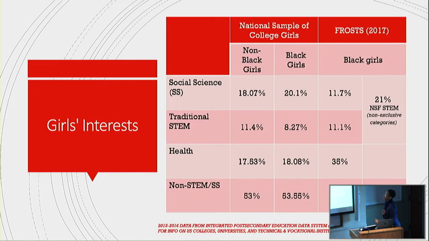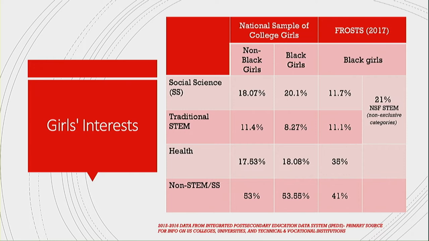So if we take a look at the numbers, we used IPEDS data to take a look at where girls are falling in college for their degree interest. For non-Black girls, there's about 18% that fall in social science, but if you look, Black girls are overrepresented in this particular area of social science. Traditional STEM, 8.27 for Black girls, and then 11.4, and then again an overrepresentation a little bit for girls who fall into the health field, for Black girls 18.8, and then 17.53.